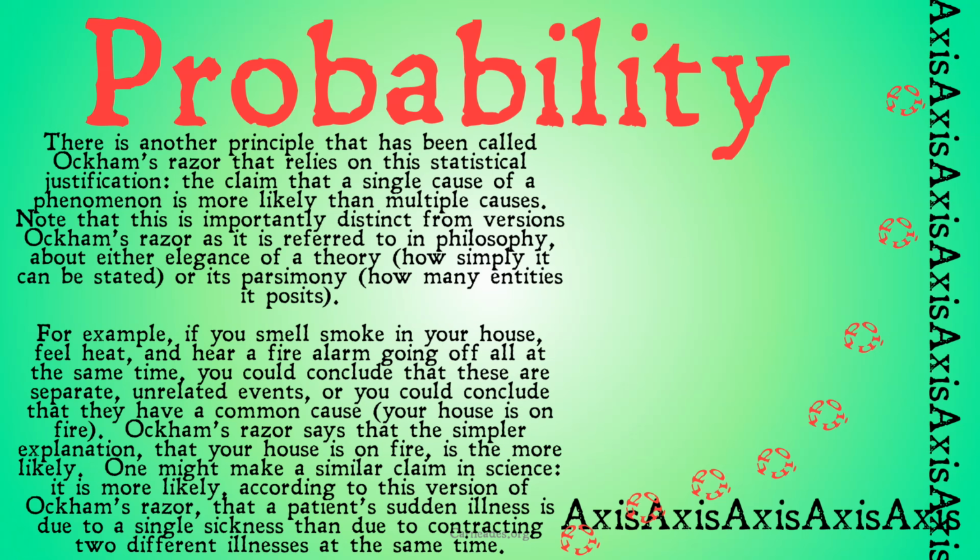Let's look at some examples to elicit why this is a persuasive version of Occam's razor despite being weaker. For example, if you smell smoke in your house, you feel heat in your house, and you hear a fire alarm going off in your house, all at the same time, you could conclude that these are separate, unrelated events, or you could conclude that they have a single common cause, i.e., your house is on fire. Occam's razor says that the simpler explanation, that your house is on fire, is the more likely.